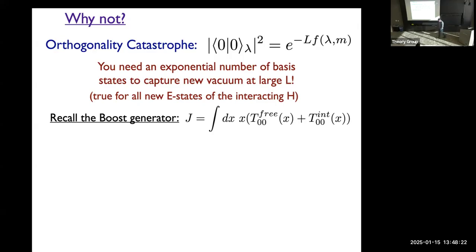And another way I can motivate this is to just remind you that the boost operator in this one-dimensional theory is a combination of a free part and an interacting part, and this interacting part violates particle number. So there's no way that at any finite particle number, you will ever recover Lorentz invariance.